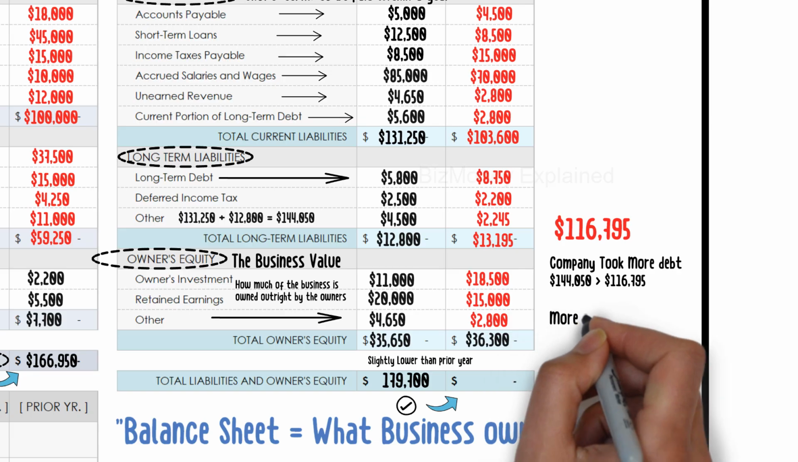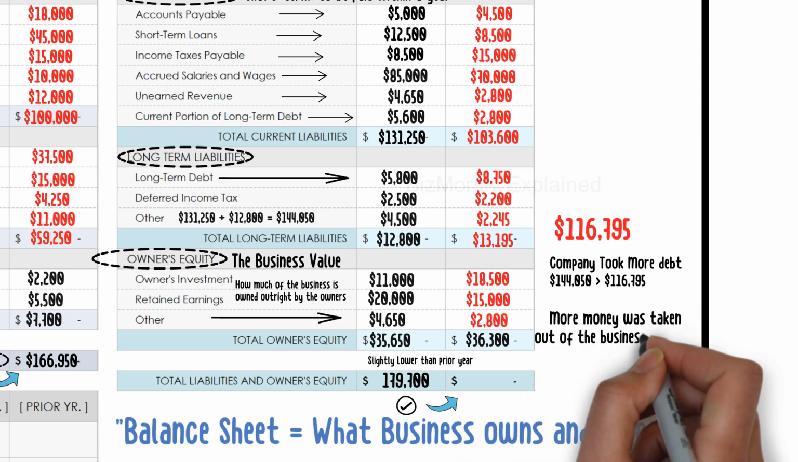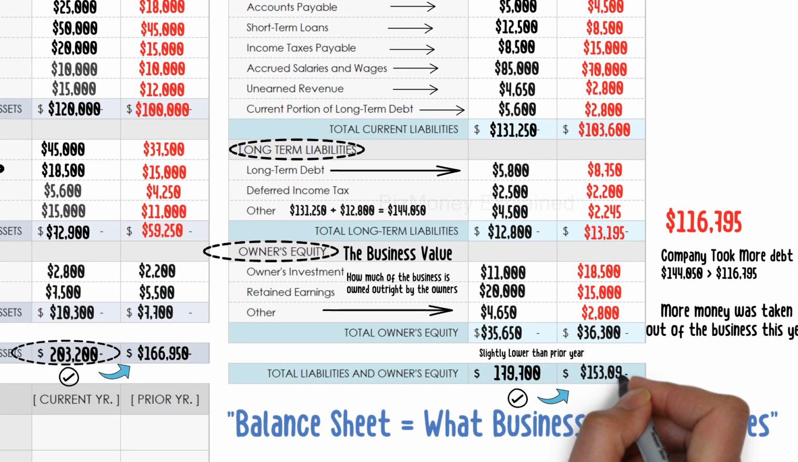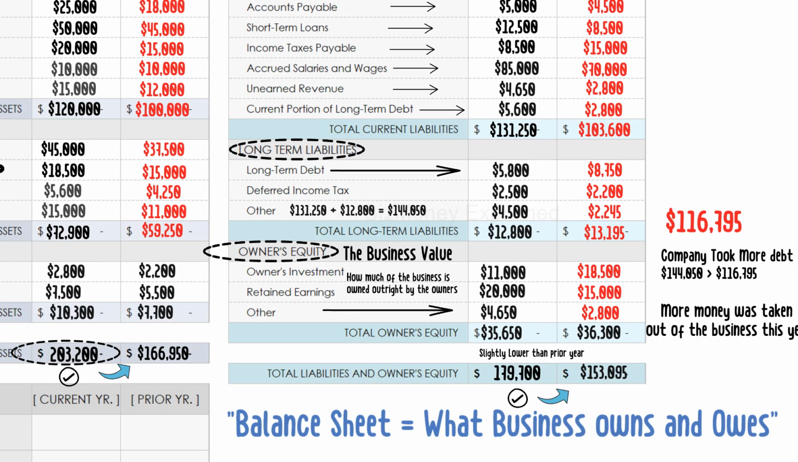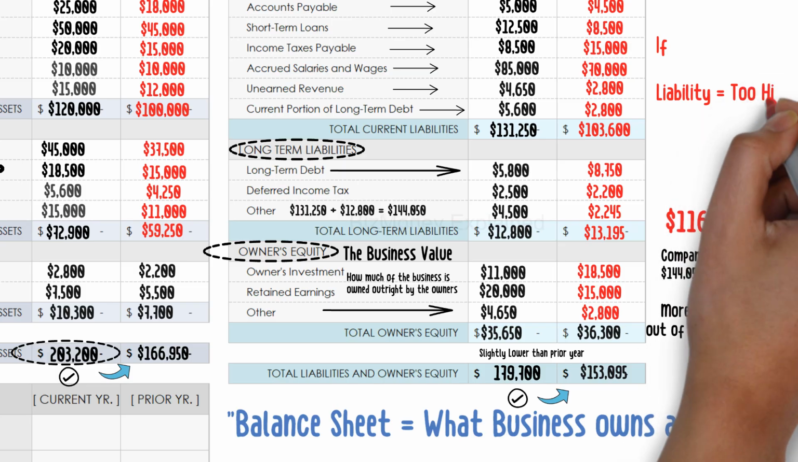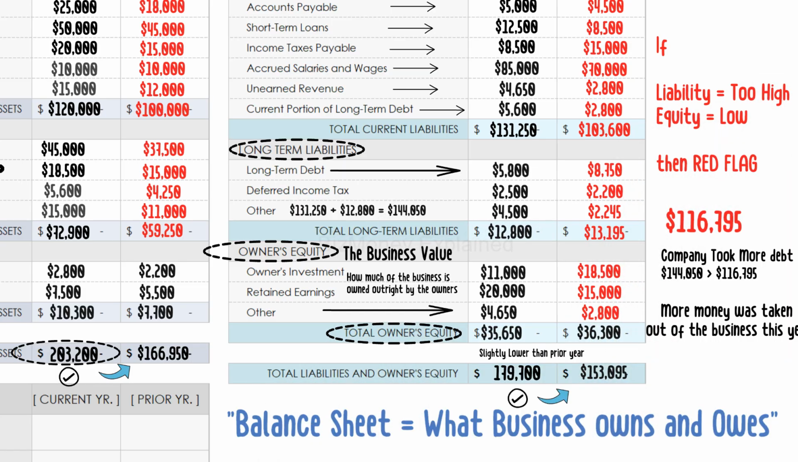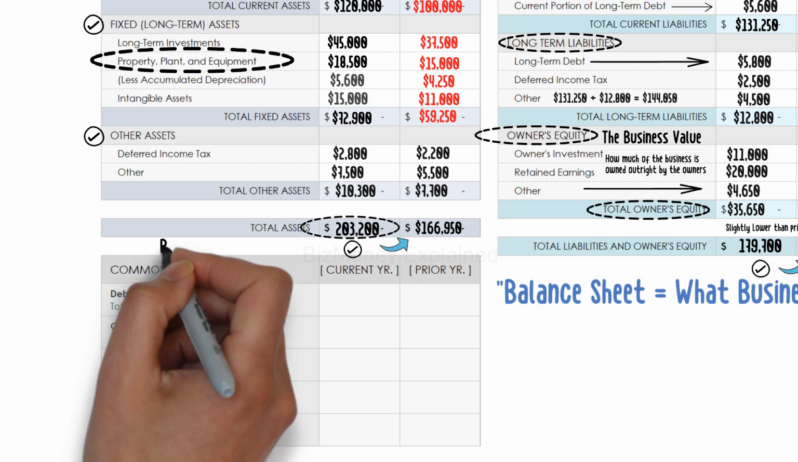$36,300. This could mean more money was taken out of the business this year or that net profit was lower. Owner's equity is important because it shows how strong the business is financially. If liabilities are too high and equity is low, that's a red flag. A good business keeps building its equity over time.